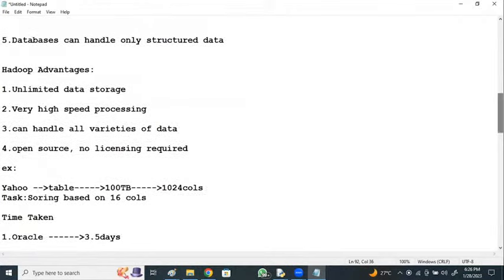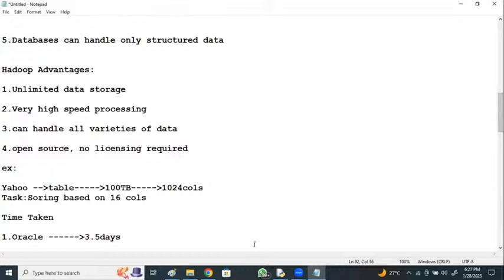If you talk about Spark, it is a very high speed processing technology, currently used and in great demand in the market. The tool has got great demand. About Spark, its advantages and features, all this I'll be demonstrating in tomorrow's session, right?